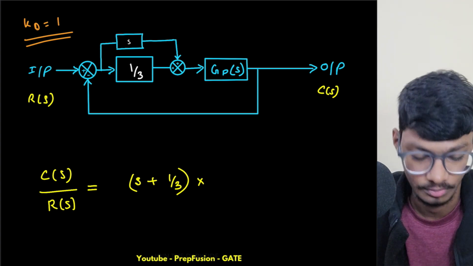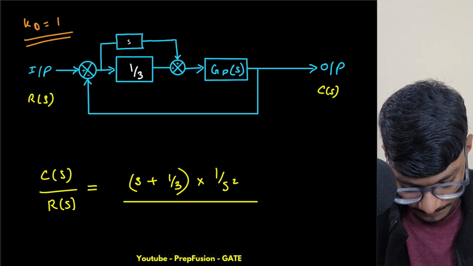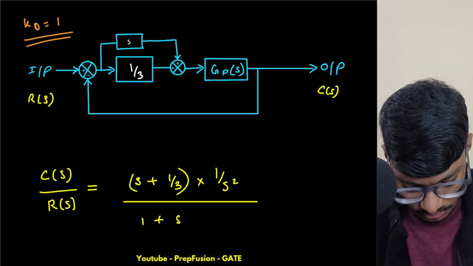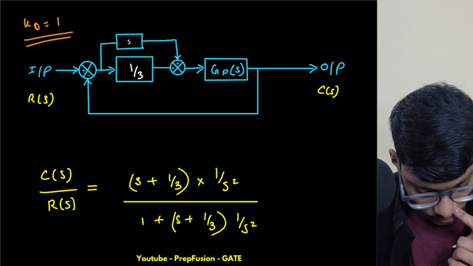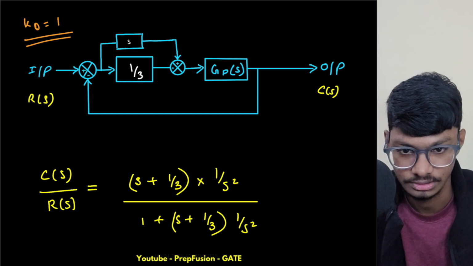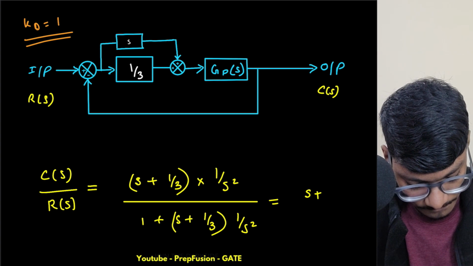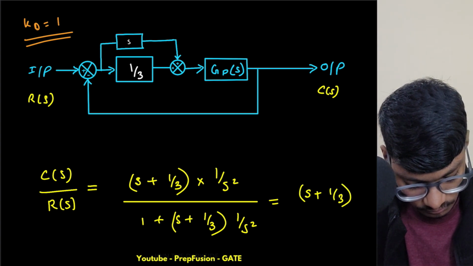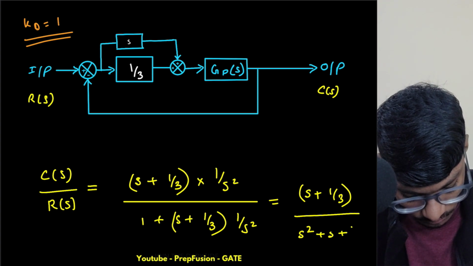What is GP? GP is 1 by S square. So 1 by S square divided by 1 plus S plus 1 by 3 into 1 by S square. We can multiply S square on both sides. What will happen? Basically it will be 1 upon S square plus S plus 1 by 3.